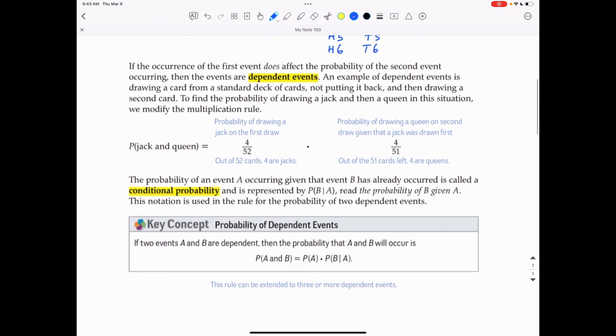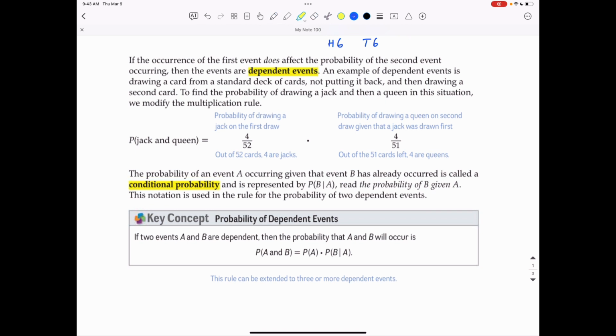Like I said earlier, dependent events is when the first event does affect the probability of the second event occurring. For example, if we're asked to find the probability of drawing a jack and then a queen. The probability of drawing a jack is 4 out of 52. There are 4 jacks in a deck of 52 cards. But if you get the jack and then you need to find the probability of getting a queen now, there are still 4 queens left in the deck, but there's only 51 cards left in the deck. So your probability of getting a queen is going to be different than getting a jack because there are now fewer cards left in the deck.